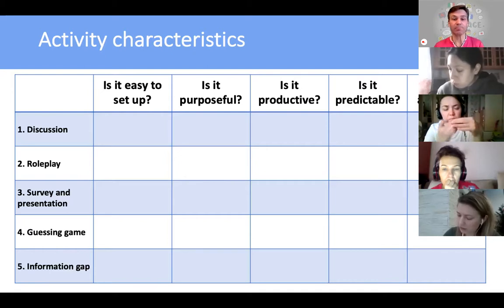However, with the information gap, it's difficult to say what the product is. It's a very purposeful activity. Student A and student B come up to an agreement trying to find the date, but it's not necessarily productive.